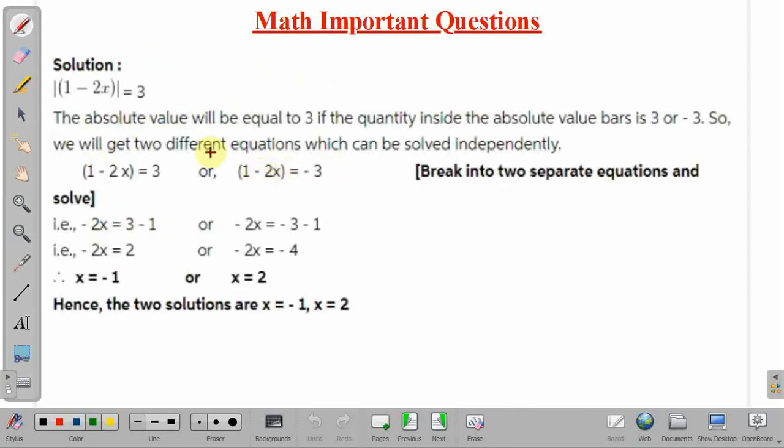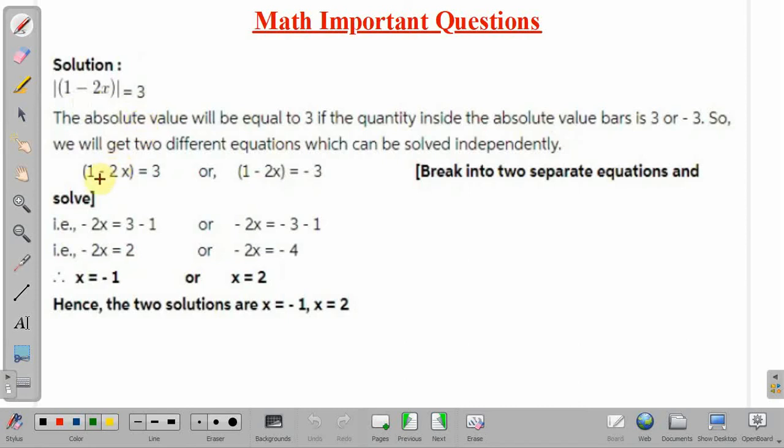It is given as the modulus of 1 minus 2x equal to 3, or the absolute value of 1 minus 2x equal to 3. So we can conclude that the value of 1 minus 2x can be either equal to 3 or equal to minus 3. Then only the absolute value will be equal to 3. So we have to break this into two equations and solve them independently.